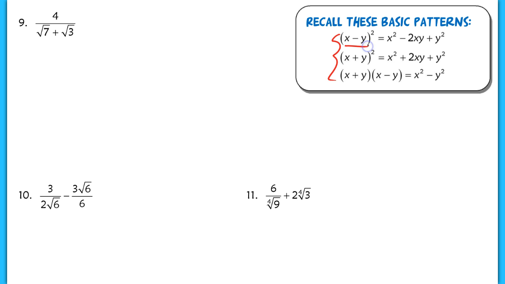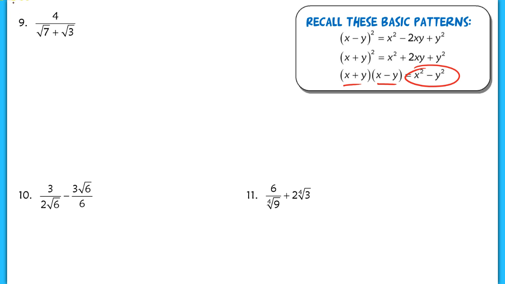When you take the quantity x minus y and you square it, you're going to get this trinomial here. When you take x plus y and you square it, you're going to get this trinomial here. Notice that you're going to have twice the product of the two terms, right? 2 times x times y. It just depends on the sign, the negative or the positive here. However, when you take x plus y and multiply it by x minus y, we get that difference of squares pattern. That's what we're going to use here.